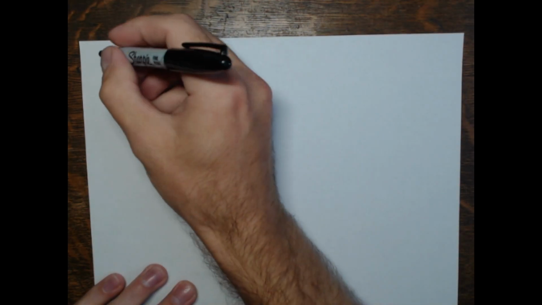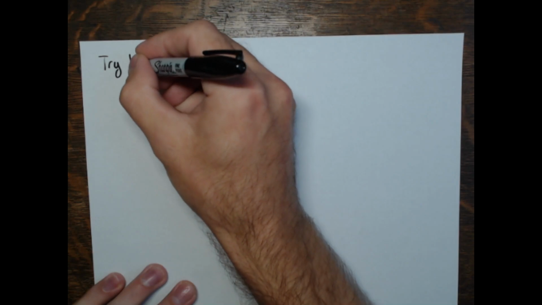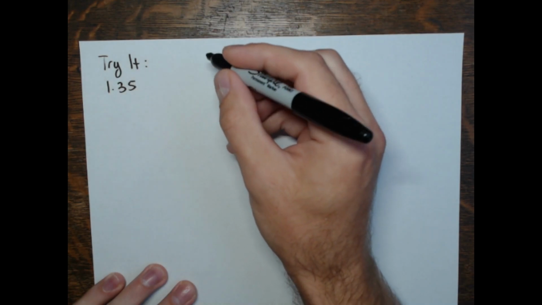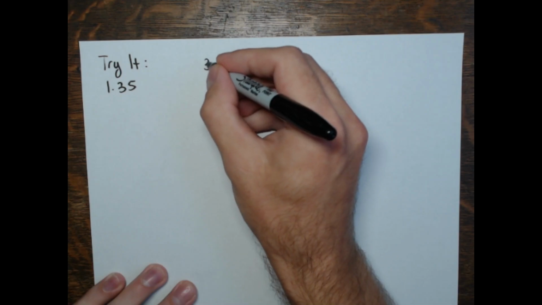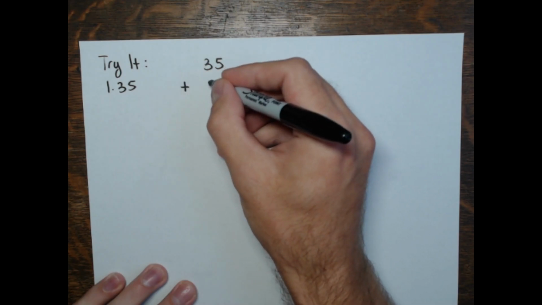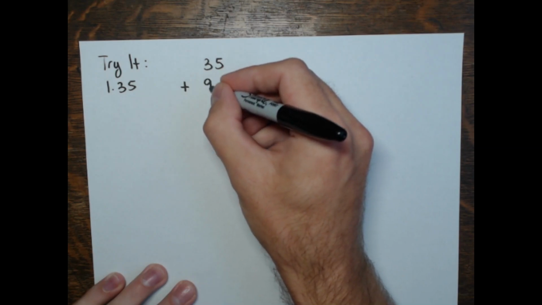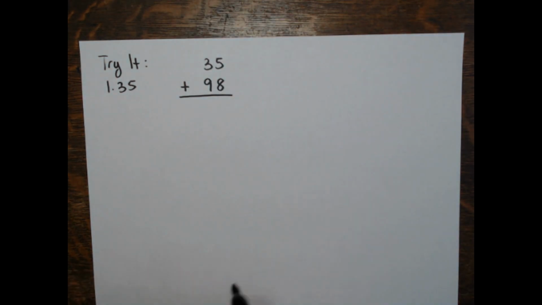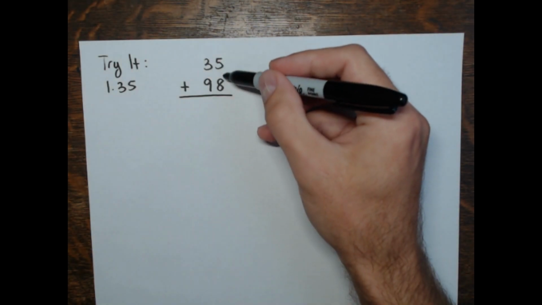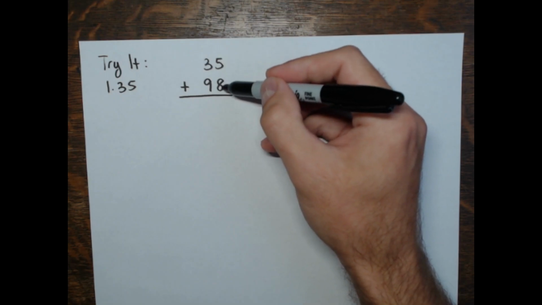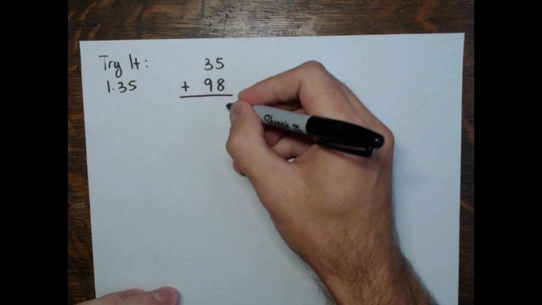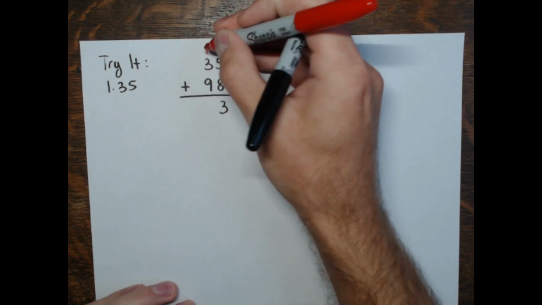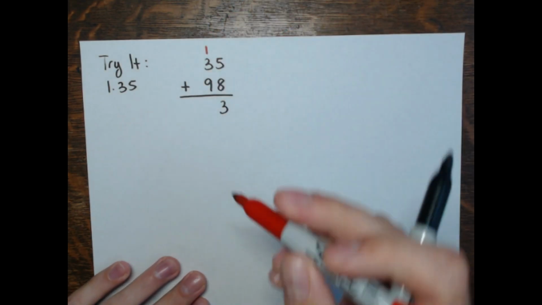Okay, so the next try-it problem. Let's try it 1.35. That's to add 35 plus 98. And lining up ones, lining up tens. All right, so starting from the ones place, 5 plus 8 is 13. 13 is 3 ones and 1 10. So I carry a 1 to the tens place.